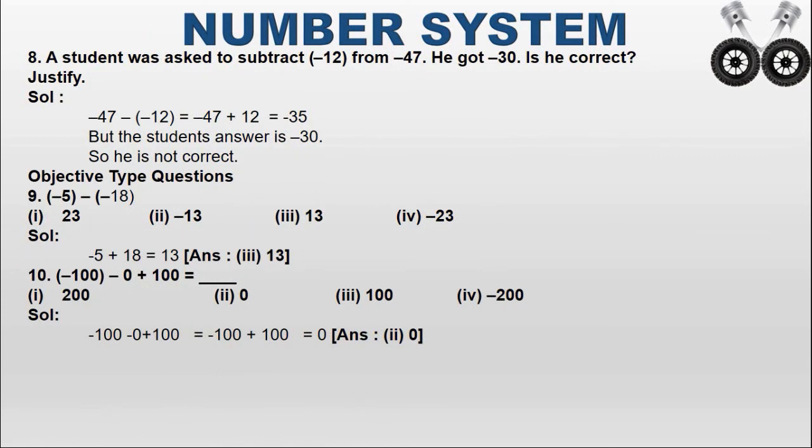So next question, 8th one. A student was asked to subtract minus 12 from minus 47. He got minus 30. Is he correct? So what is the given question here? You have to subtract minus 12 from minus 47. You have to check whether the answer is minus 30 or not.